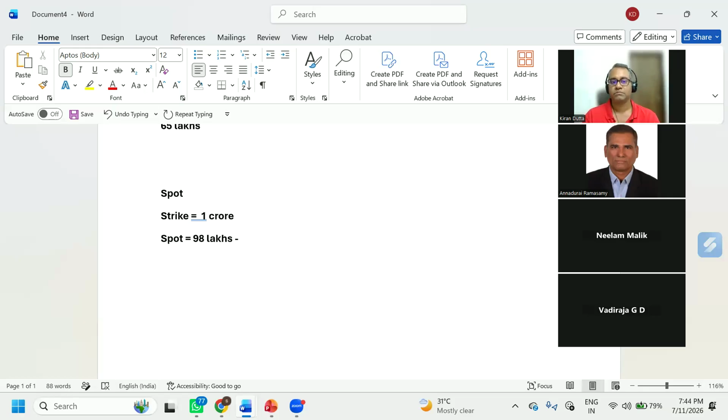Profit of 2 lakhs. Very good. Not loss, guys. Profit. Today house price is 98 lakhs. But what is the strike price? For me, the ability to sell it is at 1 crore. So if I'm selling it today, I'm going to pocket 2 lakhs as my profit. Everyone clear on this? No, I'm not clear. From the buyer's perspective, it is loss.